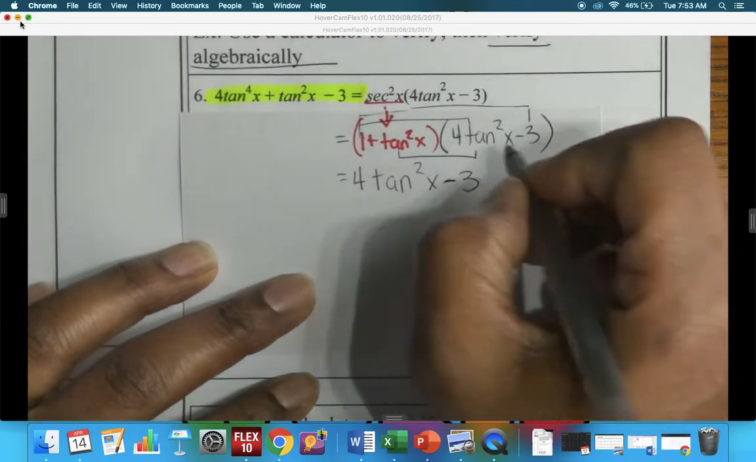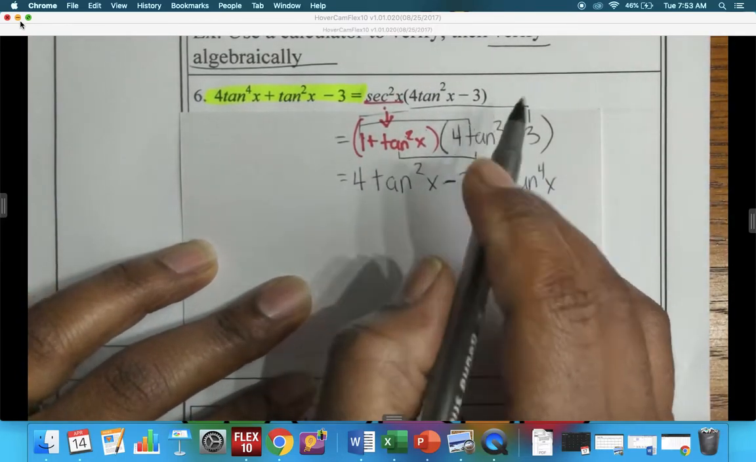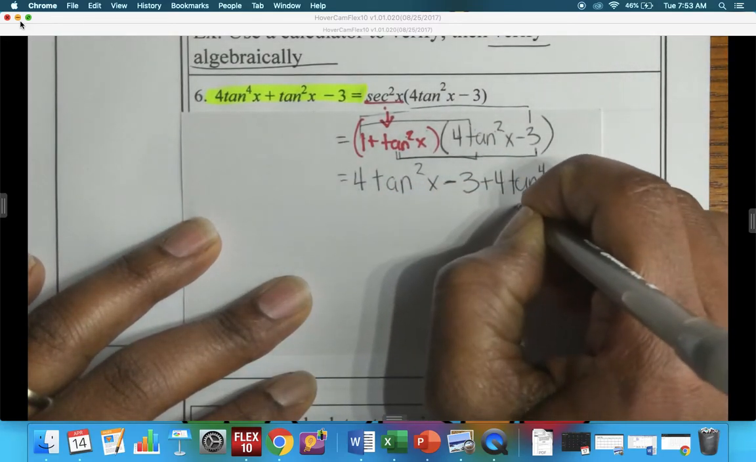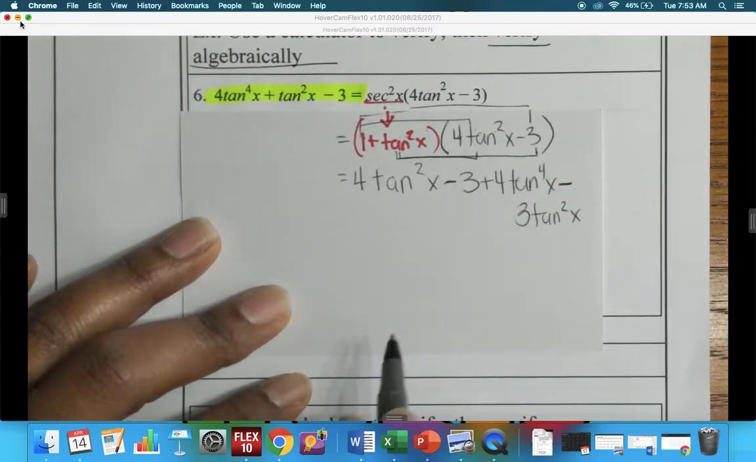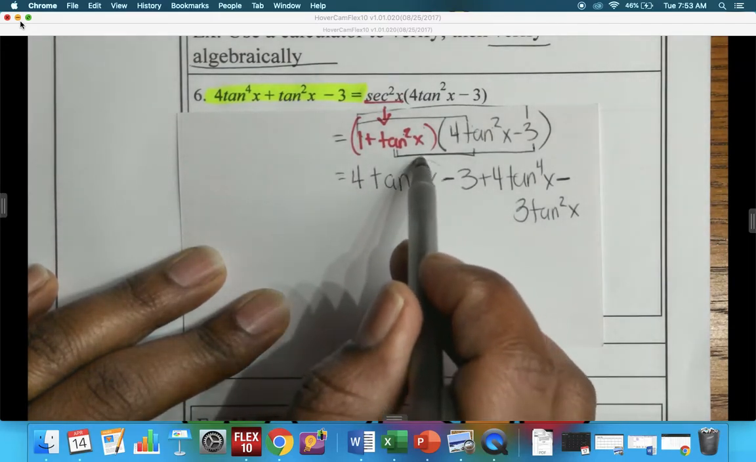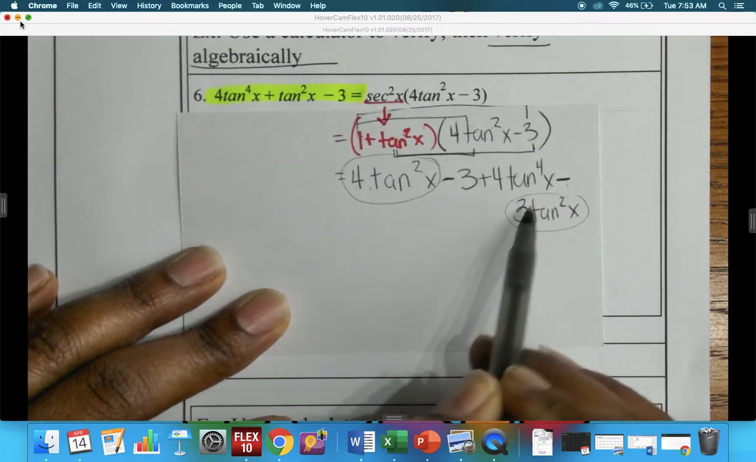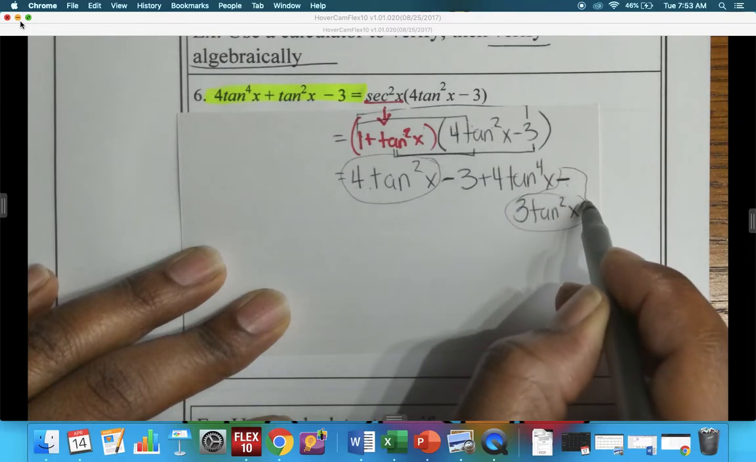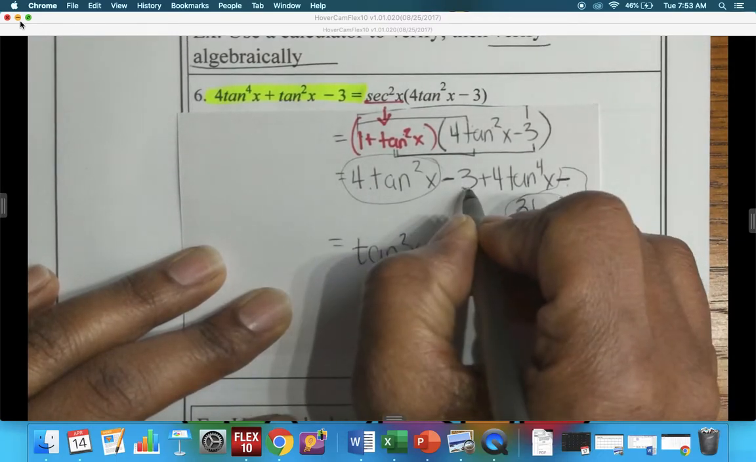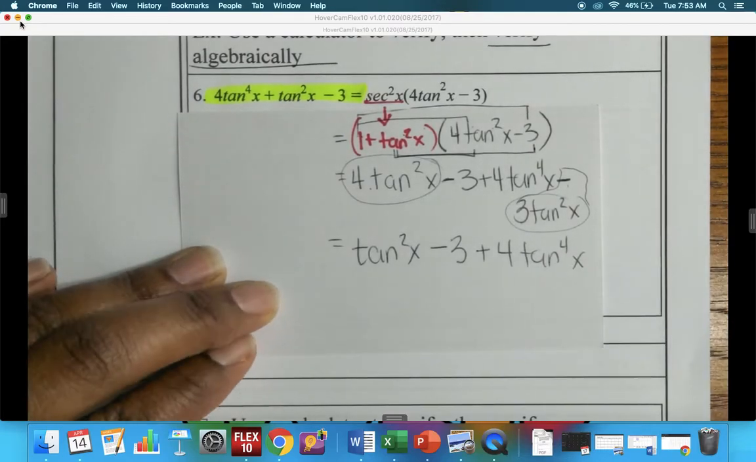Tan squared times 4 tan squared gives me 4 tan to the fourth. I'm just using my exponent rules, adding the exponents. And then lastly, tan squared times negative 3 gives me negative 3 tan squared x. Okay, so then if I look, the only like terms I really have is the tan squared x's. So I have 4 tan squared x minus 3 tan squared x. So that gives me tan squared x, and then I'll rewrite everything else down. Minus 3 plus 4 tan to the fourth x.